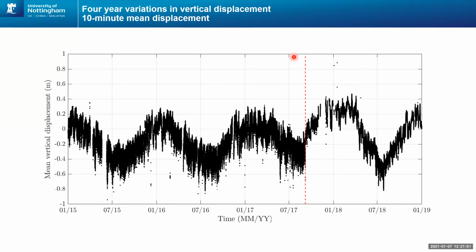I'll also note this red dashed line here, and that corresponds to the point at which they opened the new Queensferry Crossing, the Forth replacement crossing. At that point, most traffic was diverted off of the Forth Road Bridge and onto the new bridge. And so we see a clear change in behavior in terms of the fluctuations in the response about the annual trend.